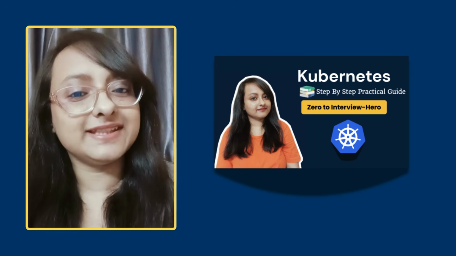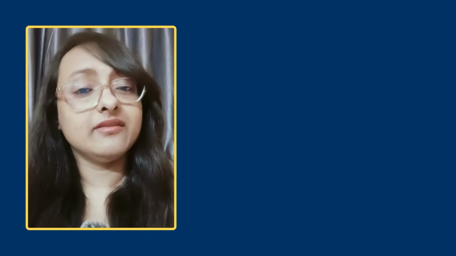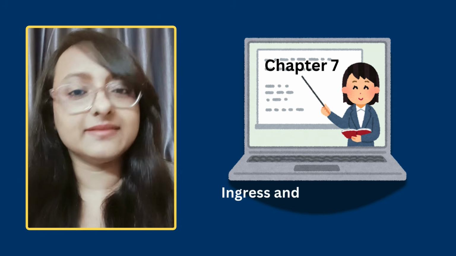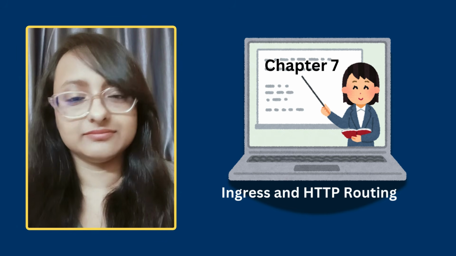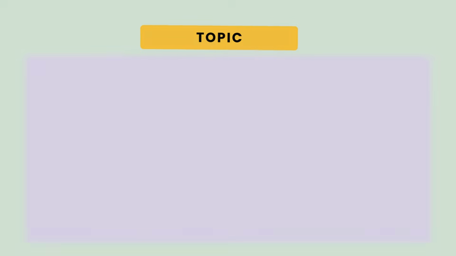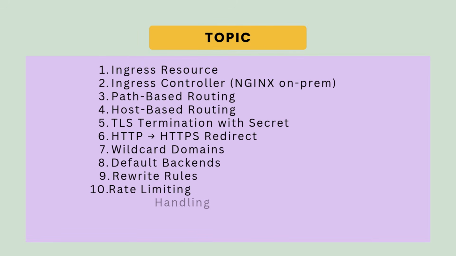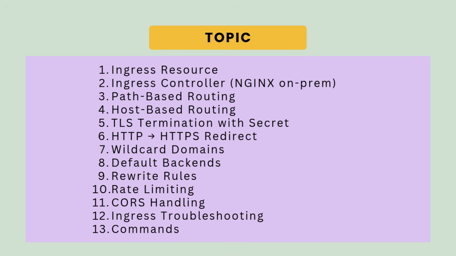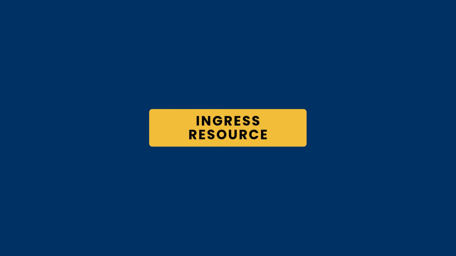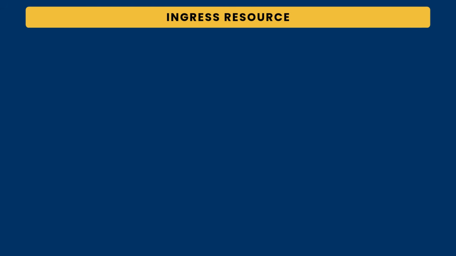Today I'm back with another chapter in our Kubernetes Zero to Interview Hero series, where I am getting into more advanced topics with our Kubernetes Chapter 7: Ingress and HTTP routing. So, let's get started. This is a list of all the topics that we are going to cover today. So, let's start with our first topic, Ingress Resource.